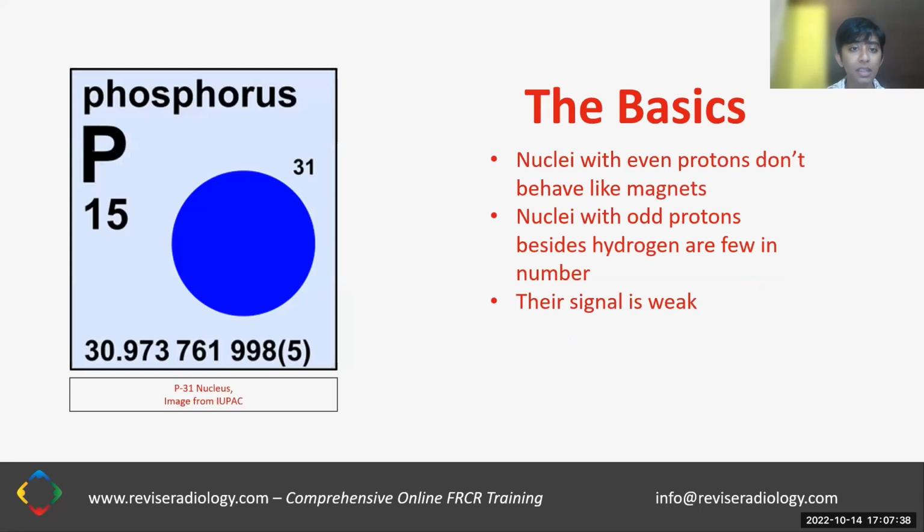Now, why is it that we don't talk about other types of atoms? Okay, so nuclei with an even number of protons, like 2, 4, 6, 8, don't behave like magnets. And nuclei with odd protons, besides hydrogen, are few in number in the body. Why are there a lot of hydrogen protons in the body? Because there's a lot of water in the body. So because of this reason, the nuclei with odd protons have a weak signal, for example, phosphorus.